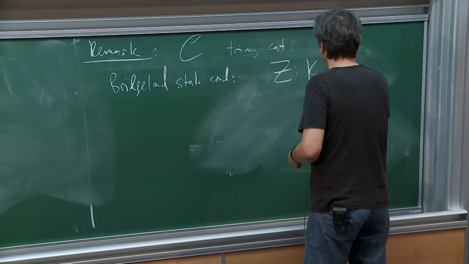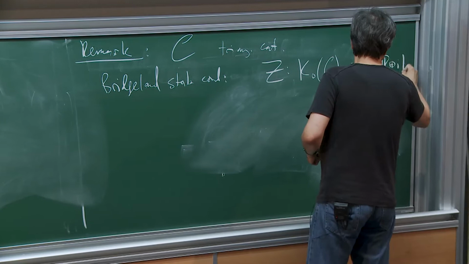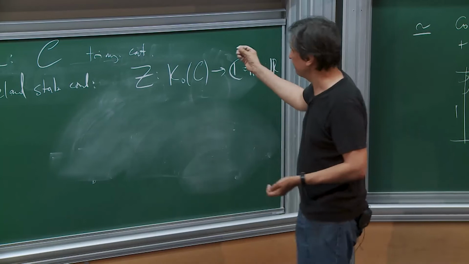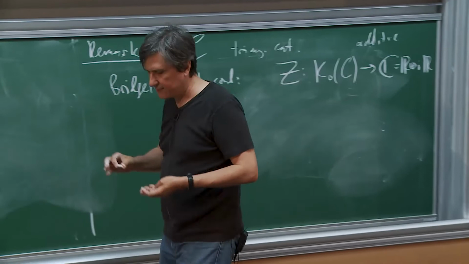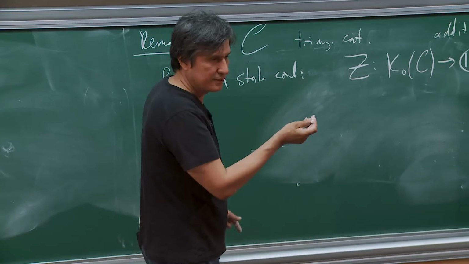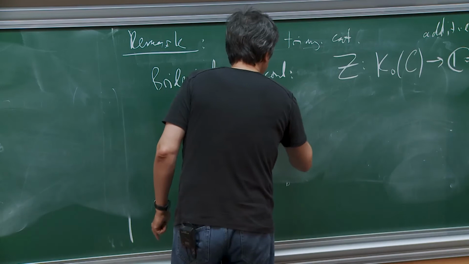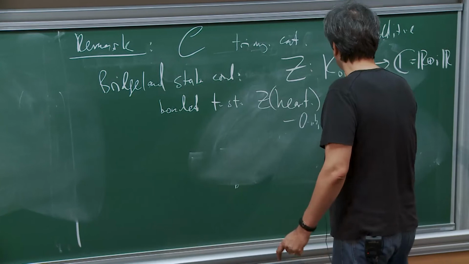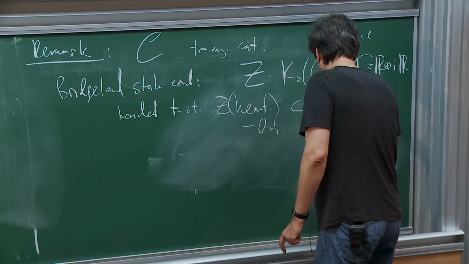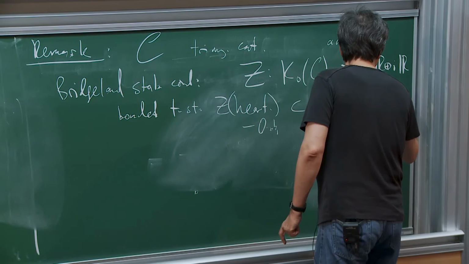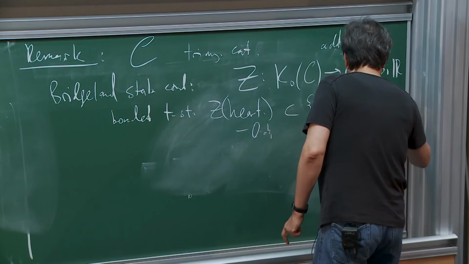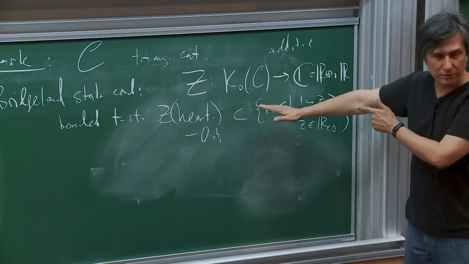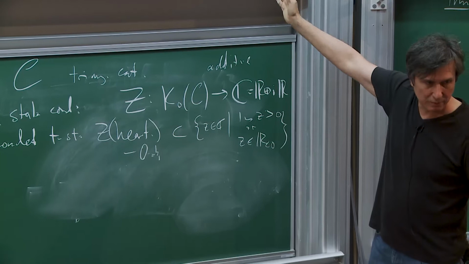You get a map from K0 of the category to C, which is essentially R plus iR, treated as an oriented plane, not as complex numbers. It's an additive map. And we have a class of semi-stable objects with some extra axiomatics, which, for example, one way to say is that you have a bounded t-structure. If you consider the heart of this t-structure and apply Z and remove the zero object, you land in some set of complex numbers whose imaginary part is positive or Z is a negative real number. Then you can define the slope as the argument of this, and you ask that every object has a filtration by semi-stable ones with canonical slopes.